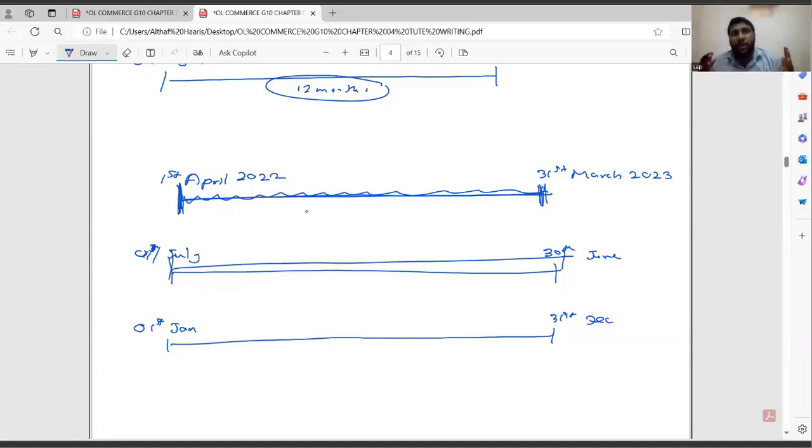If for my company the financial year starts 1st April, I should do the accounts from 1st April 2022 to 31st March 2023. If my financial year starts 1st July, then I should do the accounts from 1st July 2022 to maybe 30th June 2023. If my financial year starts on 1st January, then I have to do it till 31st December. First, you should understand the financial year of the business.